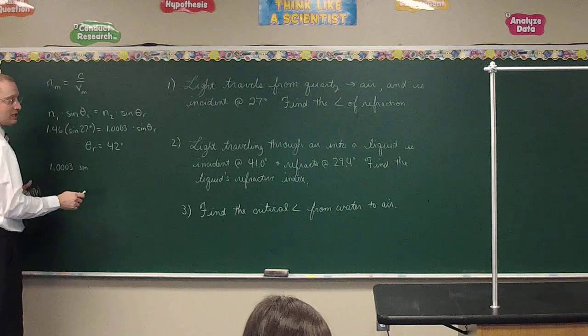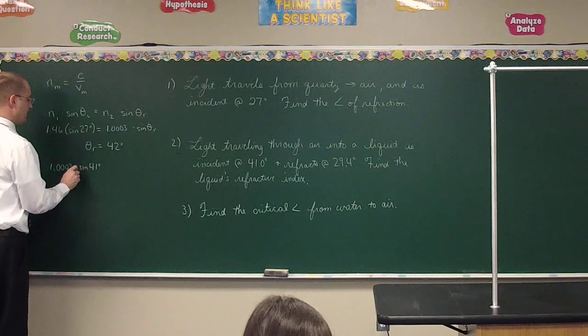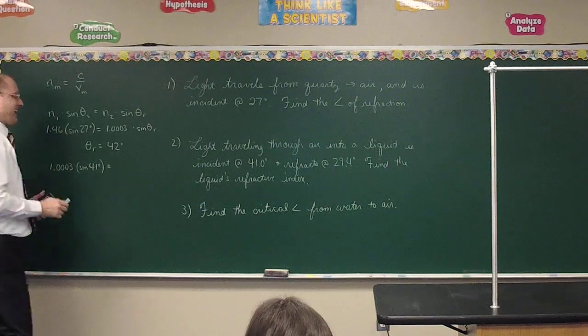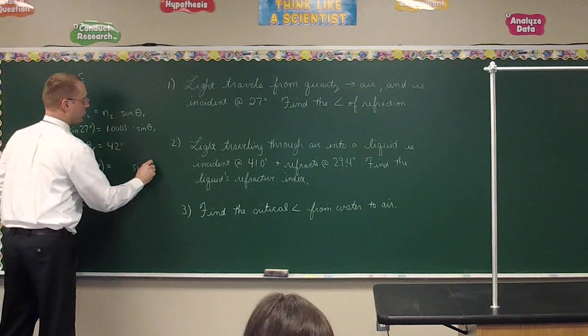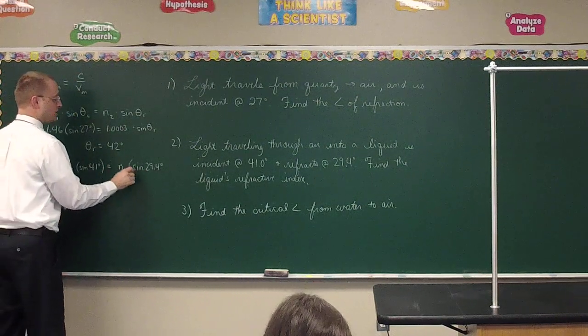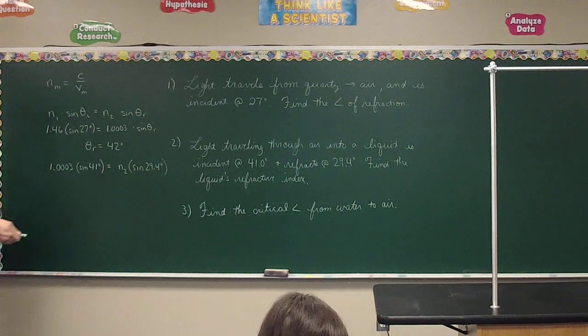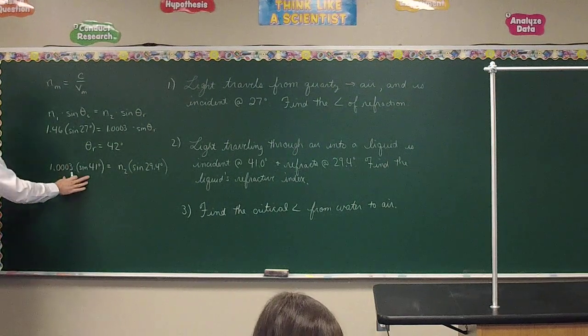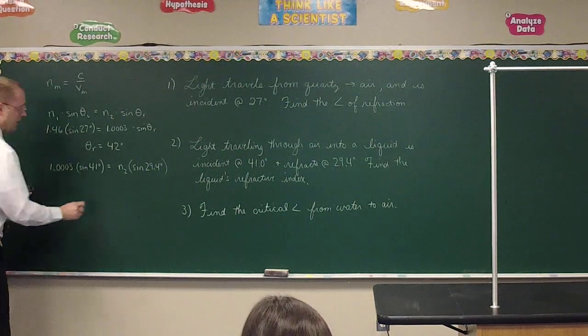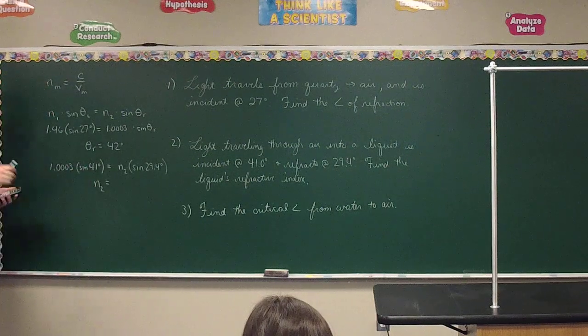For the second problem, the light's starting in the air, so n sub 1 would be the 1.0003, and we know the incident angle is 41 degrees. Then the light is refracted at an angle of 29.4 degrees. The question is, what is the refractive index of this particular liquid? What is the n sub 2? So here we'd have to multiply these 2 values and divide out the sine of 29.4. And what do we get for the refractive index here, Audrey?